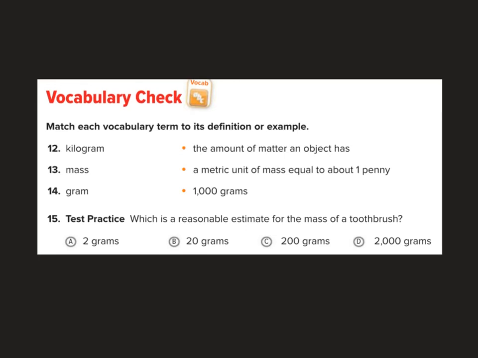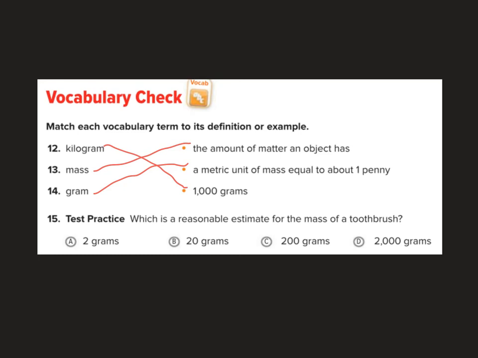Match each vocabulary term to its definition or example. The amount of matter an object has is its mass. Metric unit of mass equal to about 1 penny, that's a gram. 1,000 grams is a kilogram.